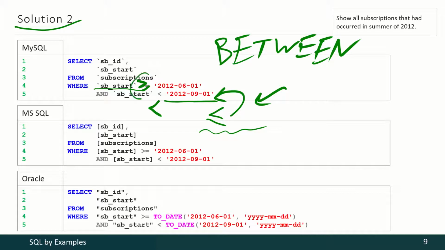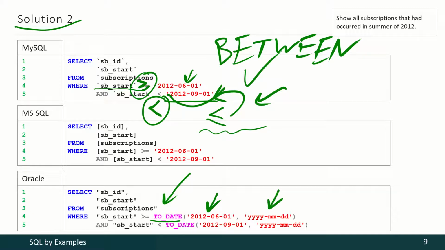So this one with more or equal and the beginning of the range, and then with less and the beginning of the next range is the most common approach. And please pay attention that Oracle requires explicit conversion between string and date data types representation, while neither Microsoft SQL Server nor MySQL require such an explicit conversion.